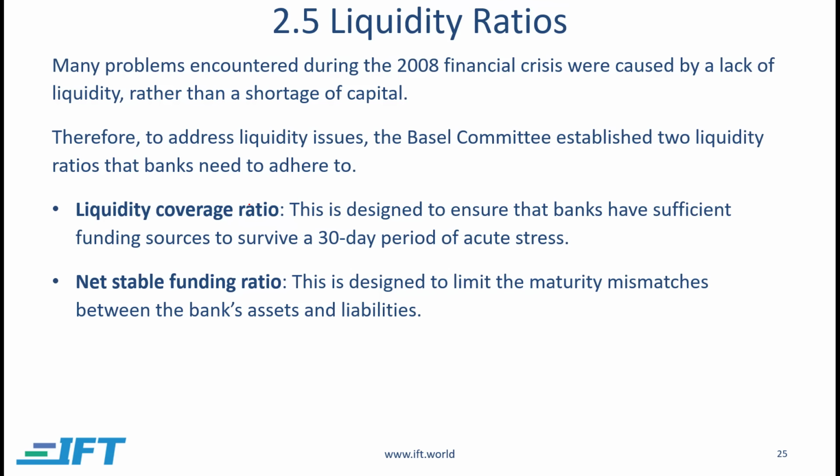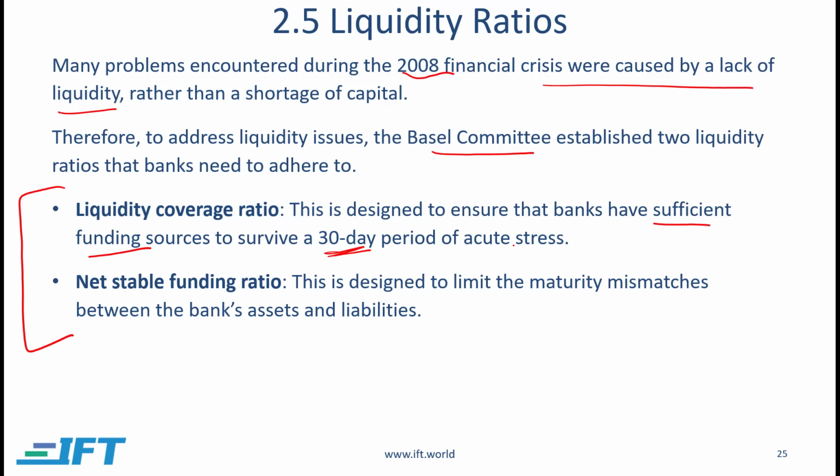Of course, I've been talking about liquidity risk, and since the 2008 financial crisis, what we have seen is that it was caused primarily because of a lack of liquidity instead of a shortage of capital. So now the Basel Committee has added two very important ratios, and there is absolutely no compromise on this. This has to be met. Number one is the liquidity coverage ratio, that the bank has to have sufficient funding sources to survive a 30-day period of acute stress. And number two, the net stable funding ratio, that you need to have a maturity matching in your assets and liabilities.